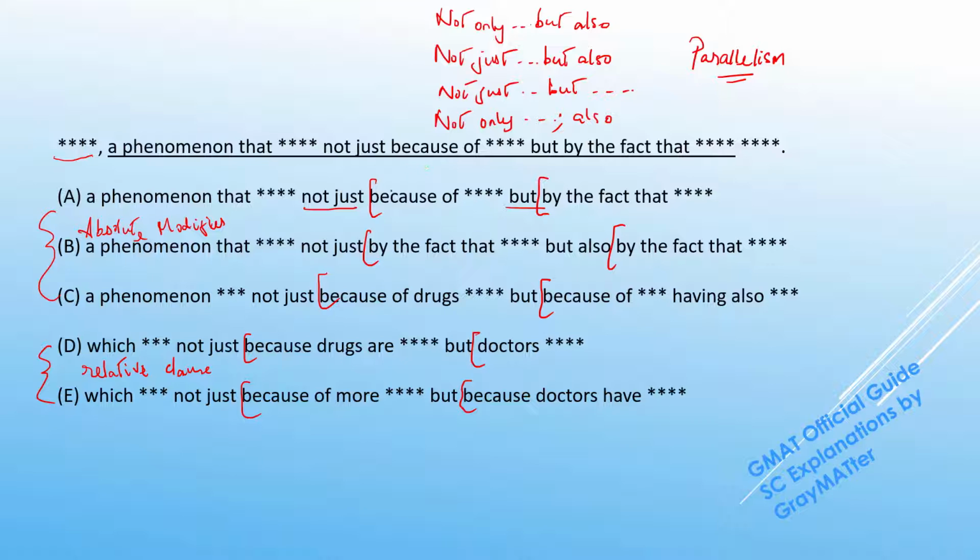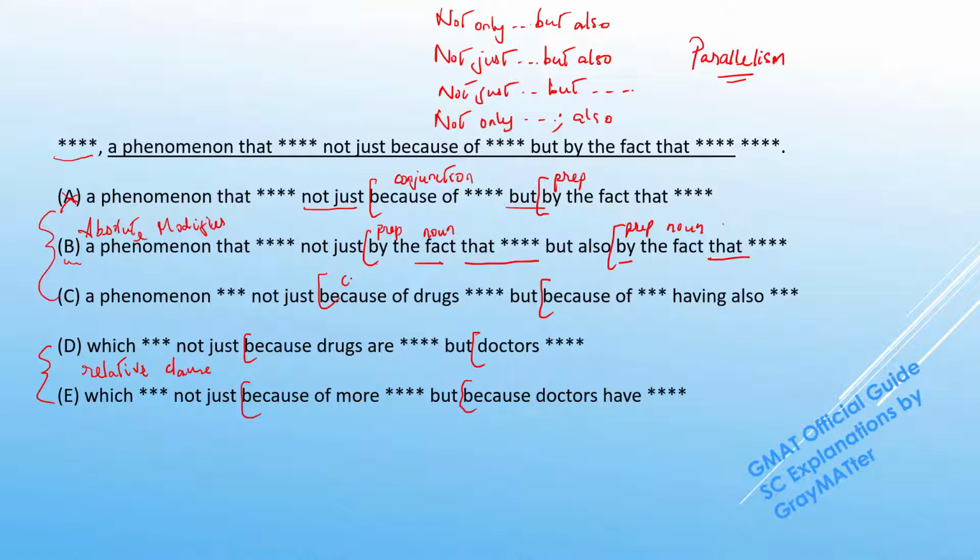So now we just need to check for what are the entities contained within the brackets and see whether they are perfectly balanced. In A, we have because a conjunction after the not just, but after the but, we have a preposition by. That breaks the parallelism, A goes off. In B, we have a preposition by and the fact noun, followed by a that clause, and after the but also too, we have a preposition followed by a noun followed by a that clause. So this seems perfectly parallel. We can hold on to B.